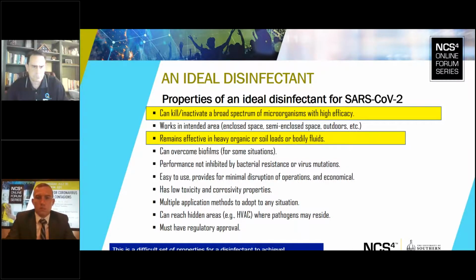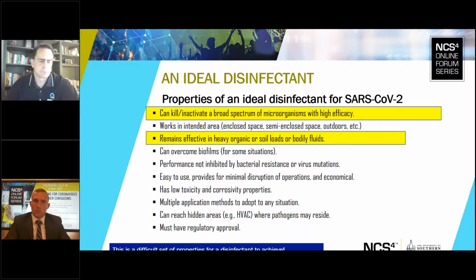And this last one that Dr. Tucker talked about a lot is remaining effective in heavy organic soil loads and bodily fluid, because these things are tested in a test tube or a petri dish in a lab, whereas guys like me who've used them for over 20 years don't use them in a lab. It's in some of the dirtiest and most inhospitable environments out there, and I still need whatever that is to work in that environment.